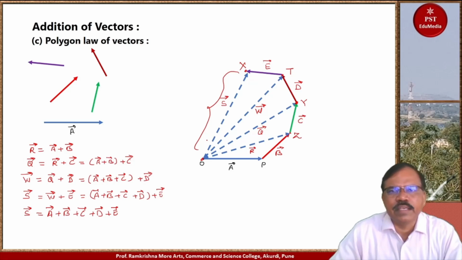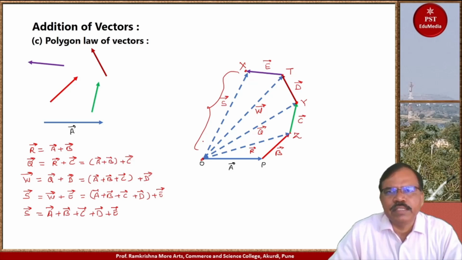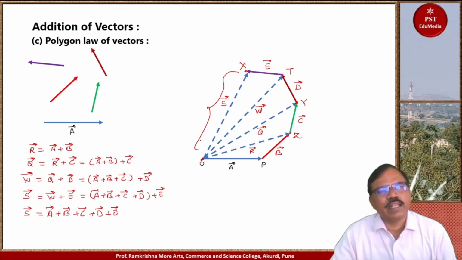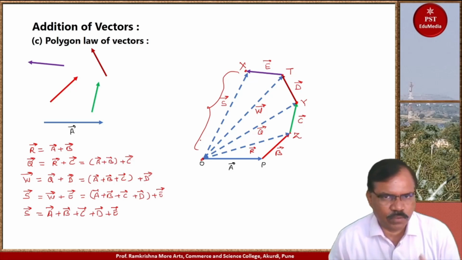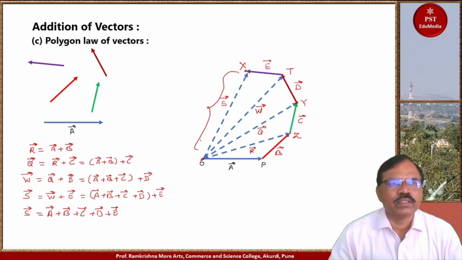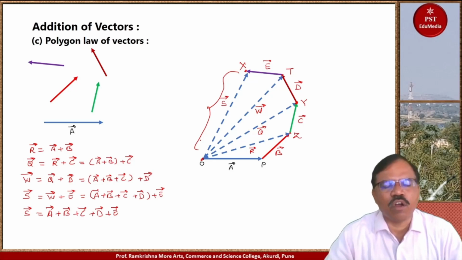And A, B, C, D, E have a number of different directions. So in this way you can take the addition of a number of vectors and you will get the resultant vector. So this is about the polygon law of vectors.